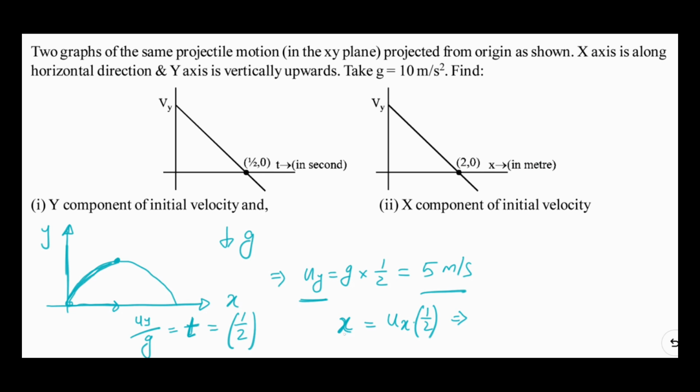So, by solving this equation, we know that x is 2 when the particle is at the highest point of its trajectory. By putting x as 2, 2 equals ux into half, or ux equals 4. This is the x component of initial velocity, which is 4 meter per second, and the y component, as determined, is 5 meter per second.